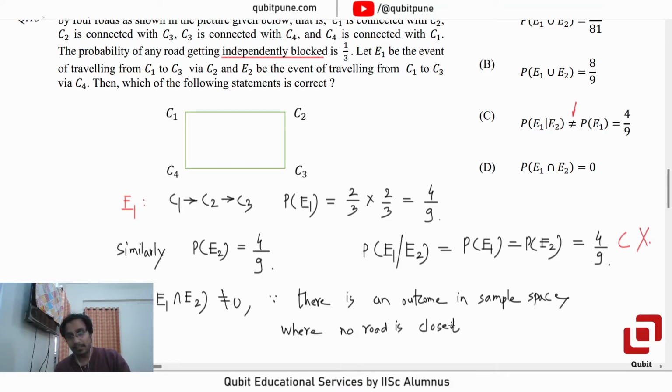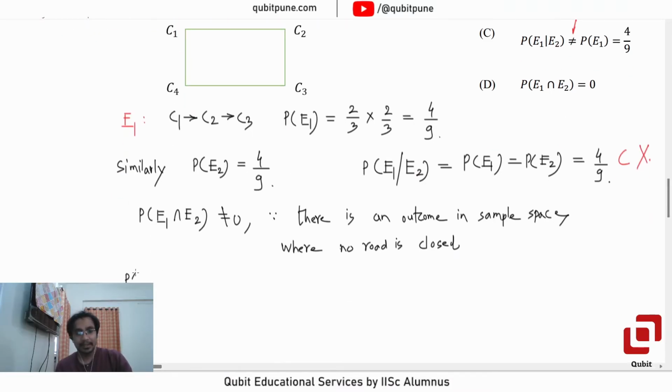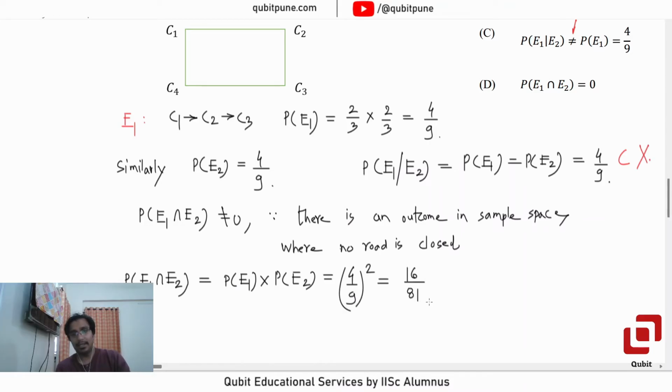In fact, what would be the probability of E1 intersection E2? We can obtain it by multiplying the respective probabilities, again by the multiplication theorem. So that would be probability of E1 into probability of E2. That would be the square of 4 by 9. That would be 16 by 81. So D is also not right.